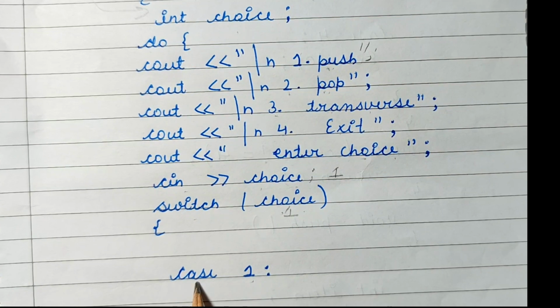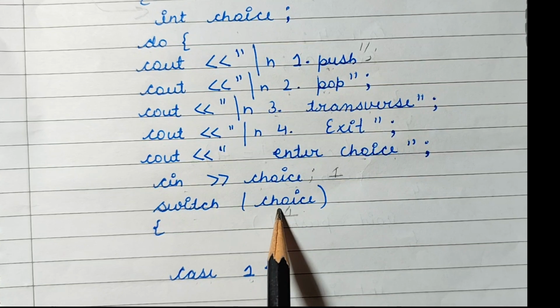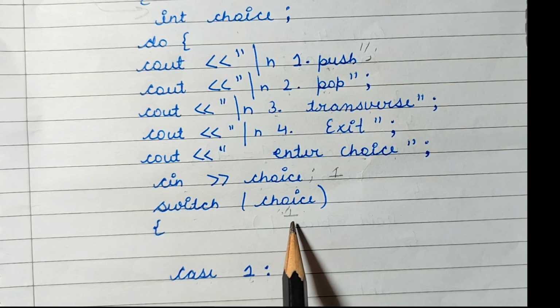All of you know case is a keyword. You have to write the case in small letter. Then after case we give space, after space we include some constant. Now choice is of int type, so here we use integer type constant. After this colon is required, so here this choice is matched with this constant.